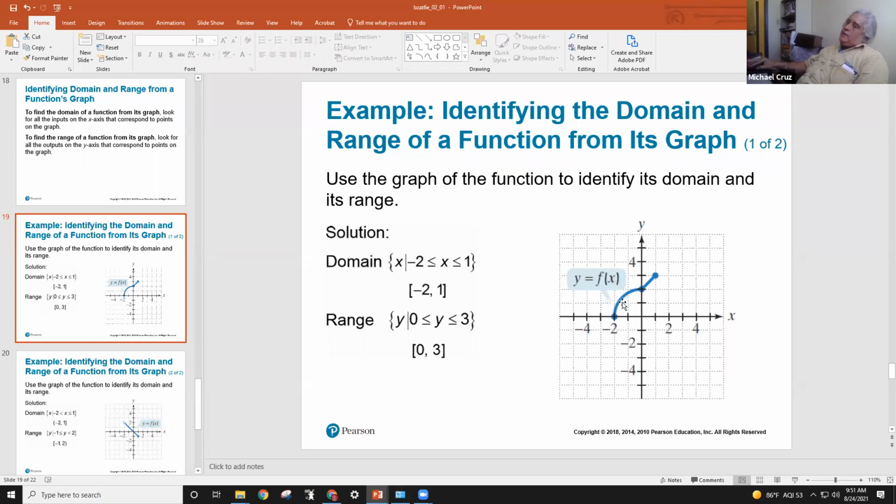So on the Y axis, it comes no lower than 0. And then it goes up and it stops here. And then we can go across and see that that's Y is equal to 3. So this right here is a fancy way of saying that Y is in between 0 and 3 inclusive. And then this is the interval notation for it: it starts at 0, bracket means it includes 0, comma, up to 3, including 3. All right, questions?